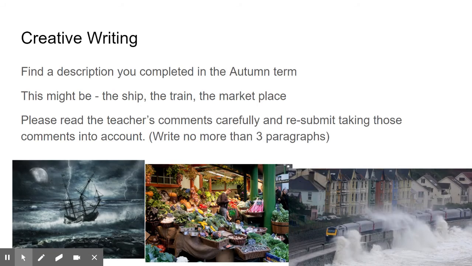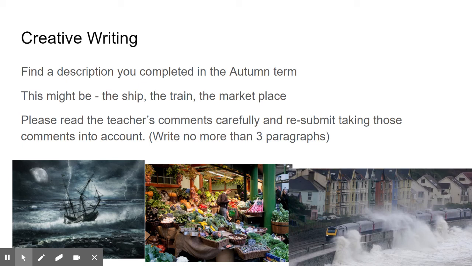Okay, so finally this week, we need really now to start returning to creative writing, because that is something you're going to be tested on. Remember, you're not being tested on the writing in paper 2, just the writing in paper 1. So this is an important piece of writing for you. You need to get it right.